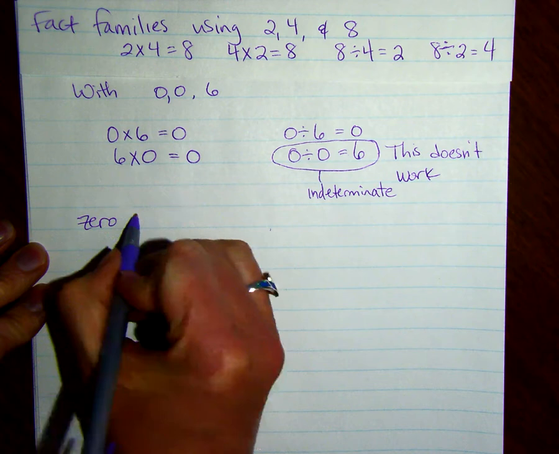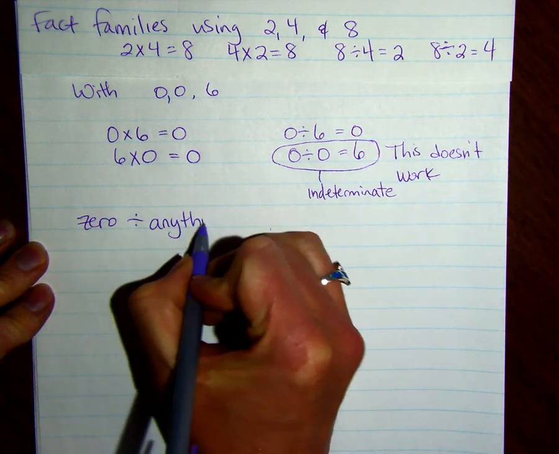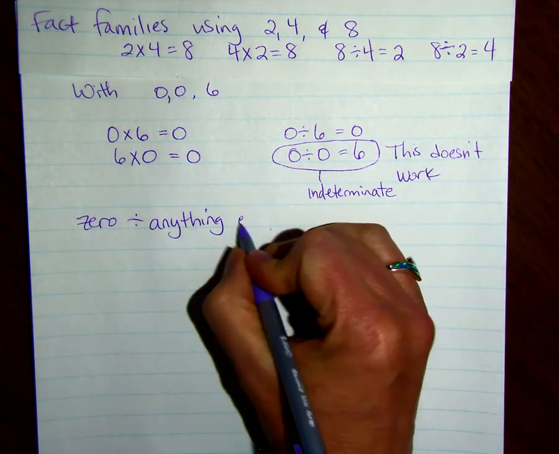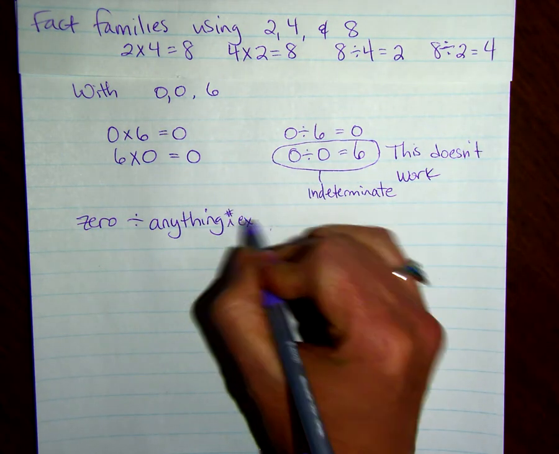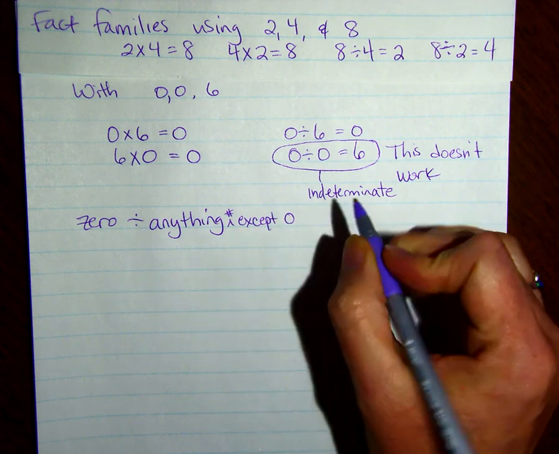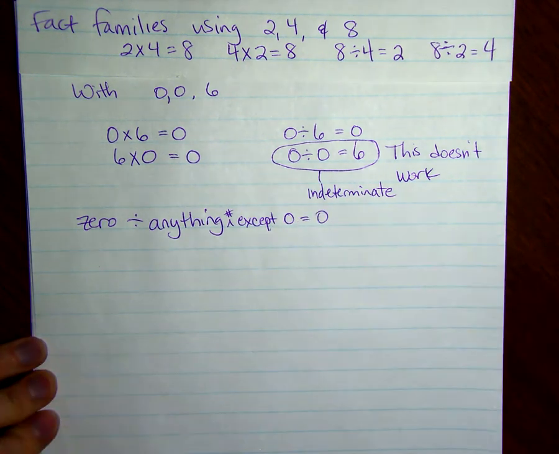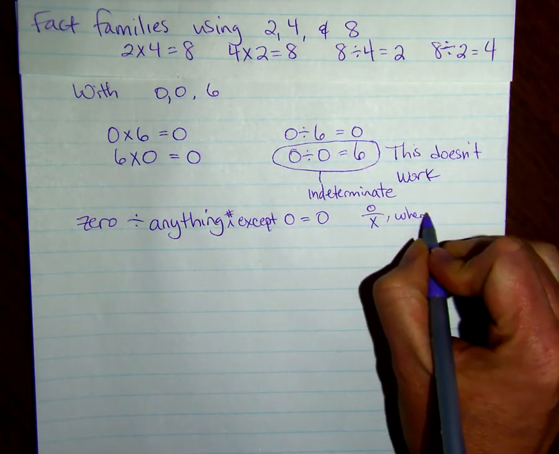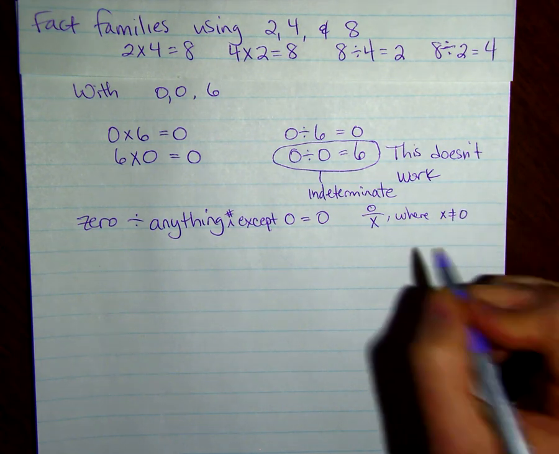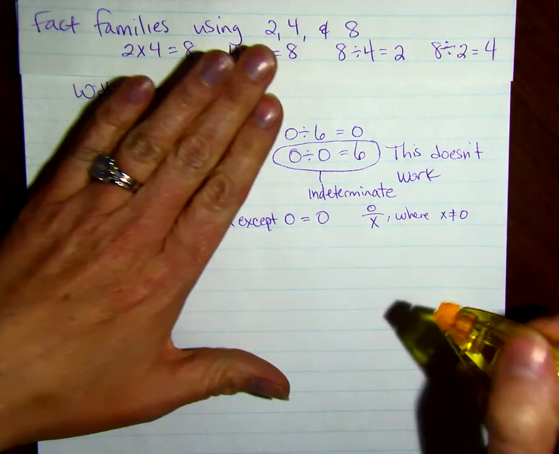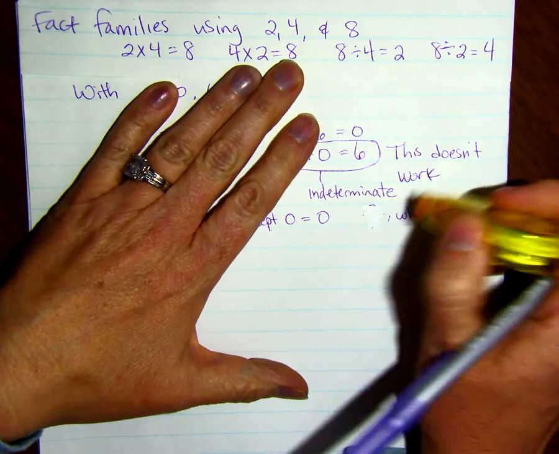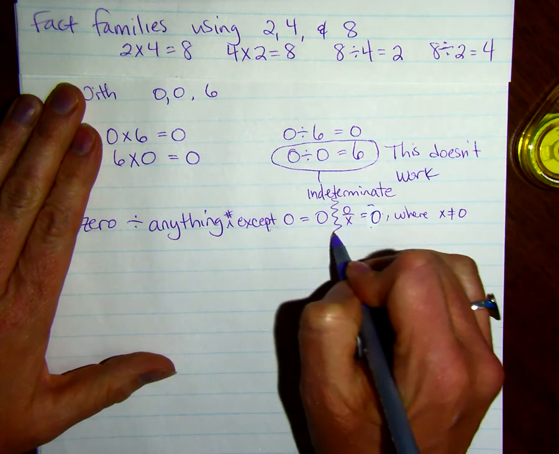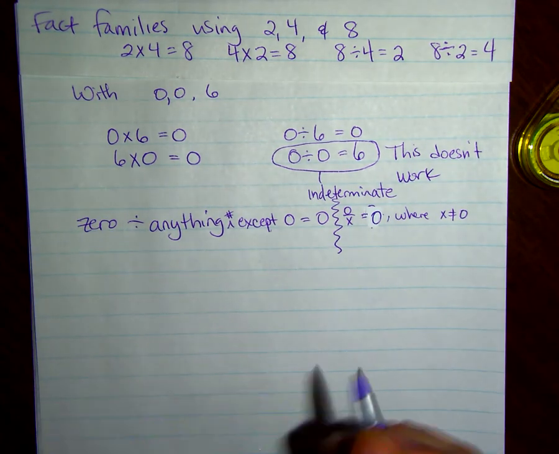So 0 divided by any number, actually except 0, equals 0. Okay, so if I had 0 divided by x, where x does not equal 0, that's going to, oops, wait, let me white this out. So we want to do 0 divided by x equals 0. I'm going to separate that with that, where x does not equal 0.